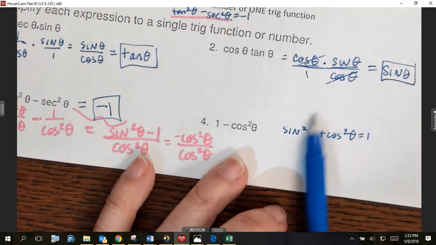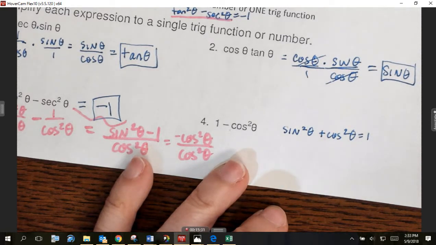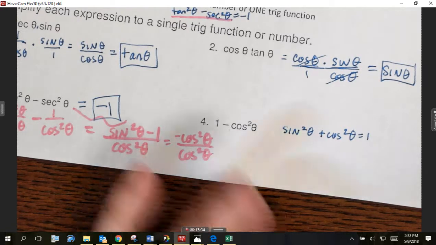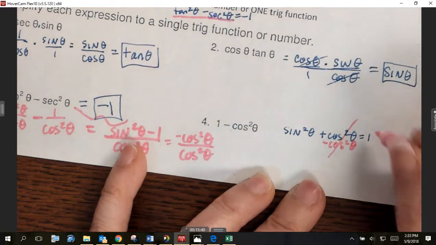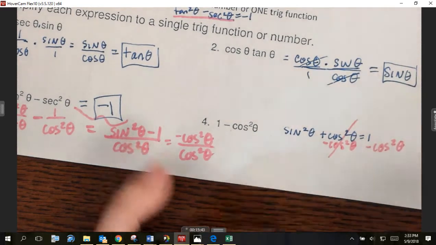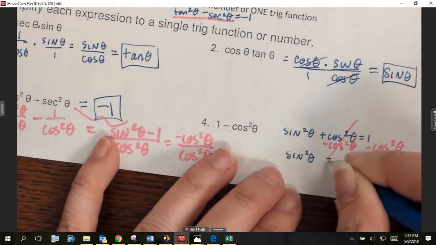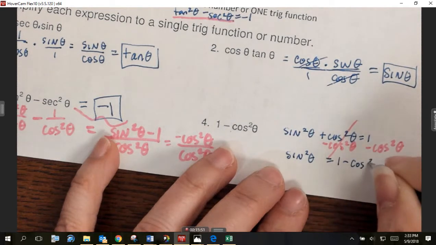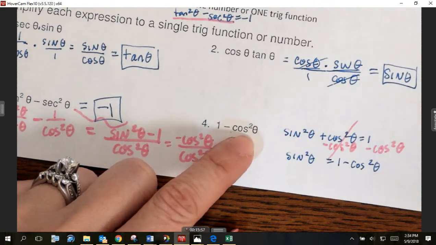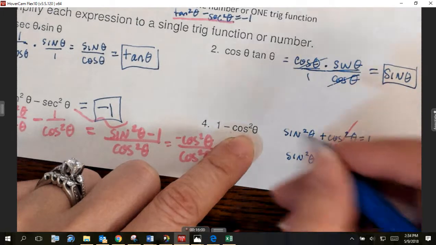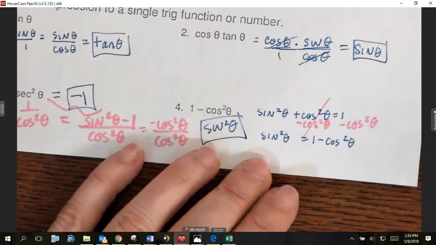Okay. I want this equation on one of the sides to say 1 minus cosine squared theta. Subtract what? Subtract cosine squared theta. That will cancel it out there. Bring down sine squared theta. Bring down my equal sign. I have 1 minus cosine squared theta. So the question is, what does 1 minus cosine squared theta equal? Sine squared theta is my answer. They're equivalent.